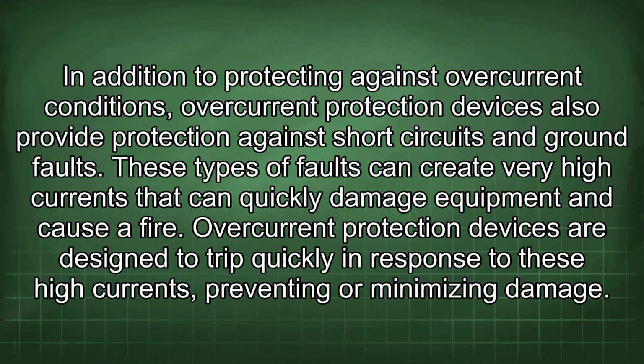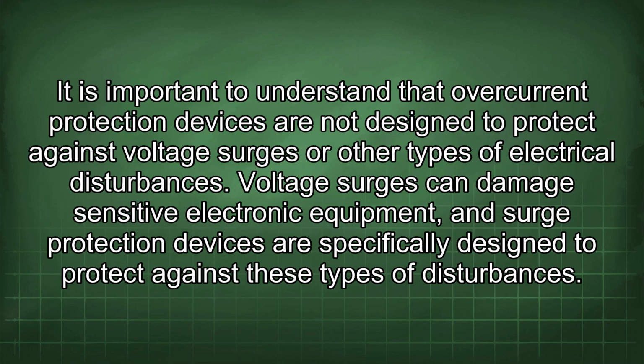In addition to protecting against overcurrent conditions, overcurrent protection devices also provide protection against short circuits and ground faults. These types of faults can create very high currents that can quickly damage equipment and cause a fire. Overcurrent protection devices are designed to trip quickly in response to these high currents, preventing or minimizing damage. It is important to understand that overcurrent protection devices are not designed to protect against voltage surges or other types of electrical disturbances. Voltage surges can damage sensitive electronic equipment, and surge protection devices are specifically designed to protect against these types of disturbances.